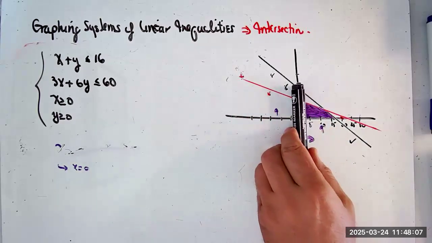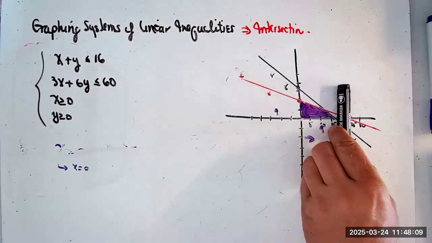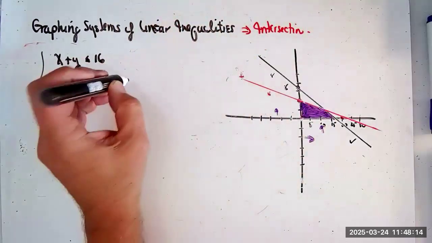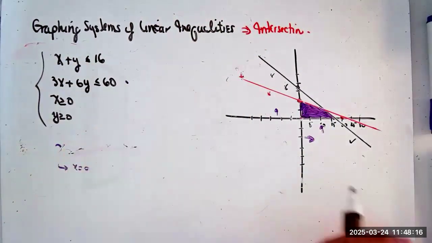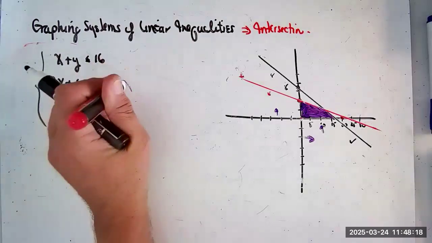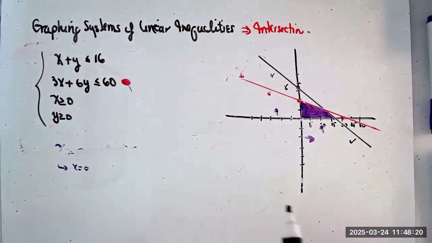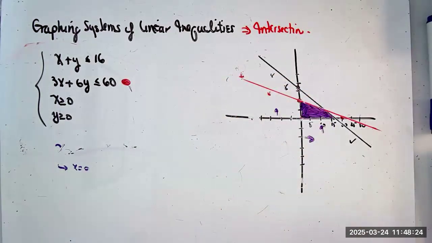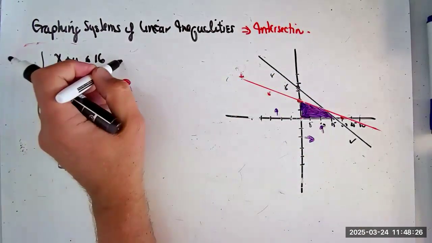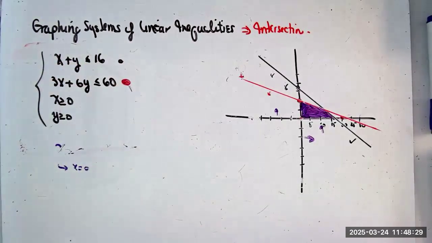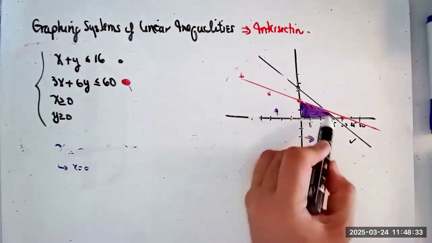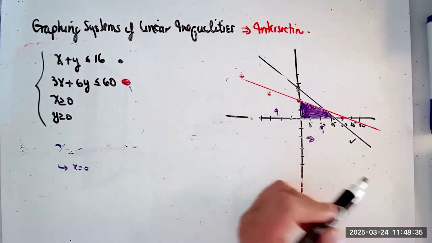Notice that x is greater than or equal to 0, y is greater than or equal to 0, and the region is below the red line, because it's less than or equal to 60, and it's also below the black line, which is this one here, less than or equal to 16. So the intersection point where all the regions meet will be in this area here.